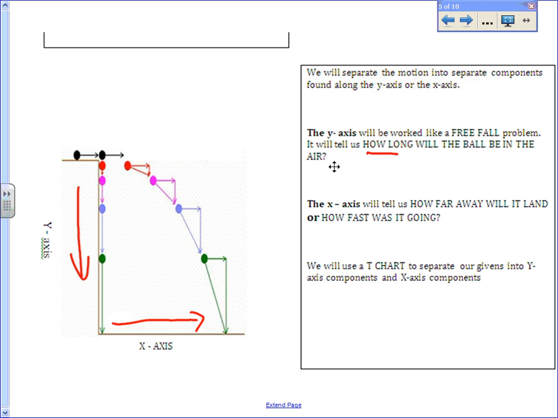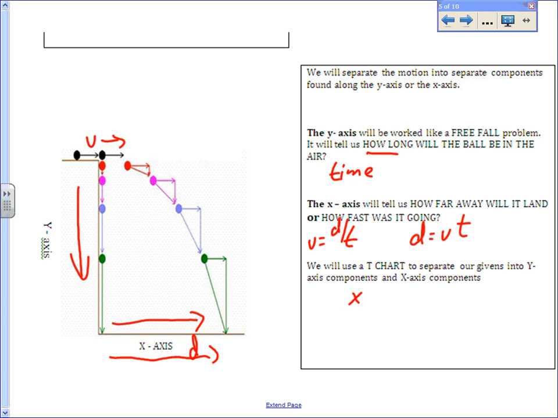We're going to determine the time from the y-axis, and on the x-axis we're going to use the formula v equals d over t, and we'll solve for the velocity of the object as it leaves the top, or we'll figure out how far away it lands by rearranging the formula. So we can figure out the distance down here from left to right, but we only figure out one of those. We have to be given either the velocity or how far away it lands. And we're going to use a t-chart to separate it.